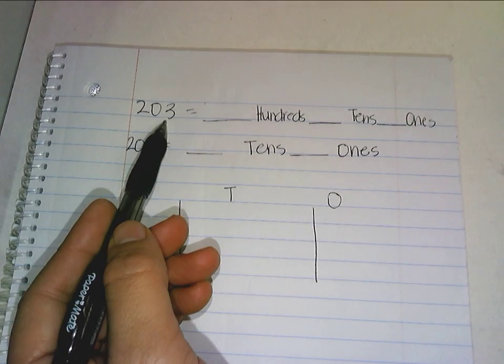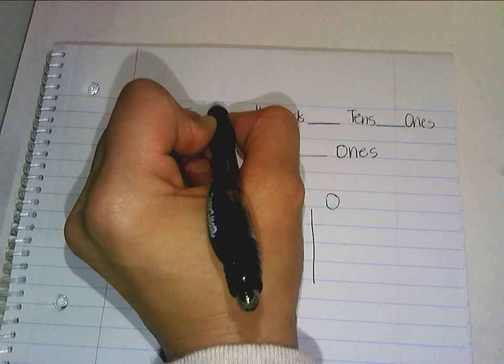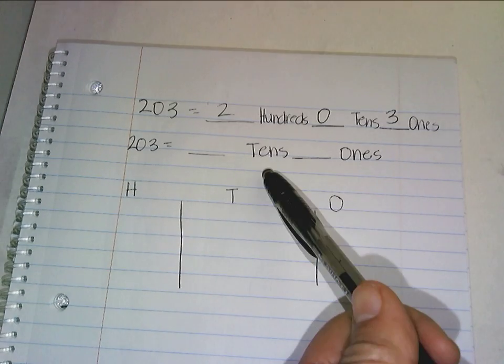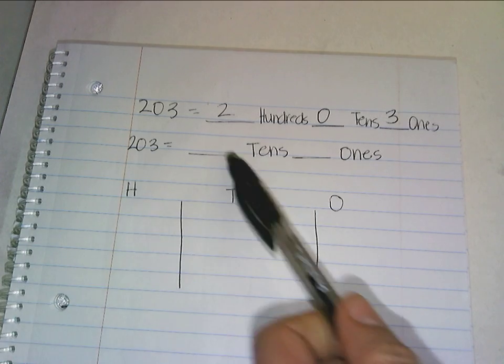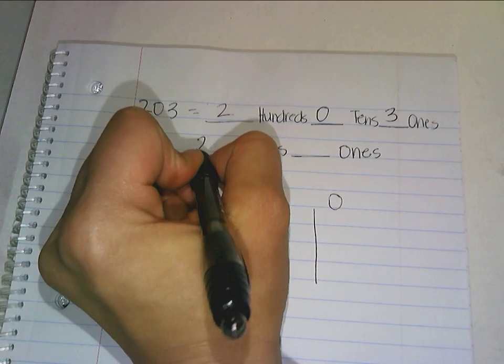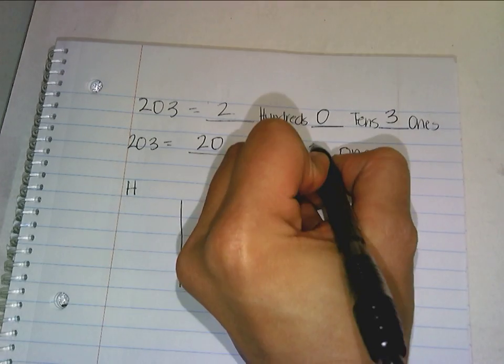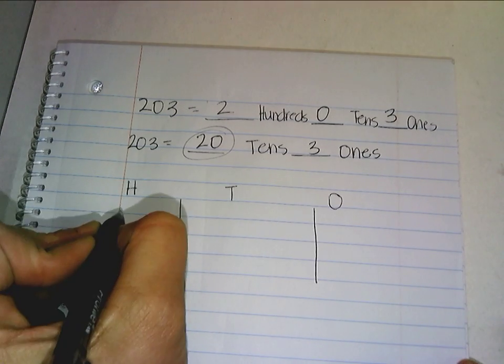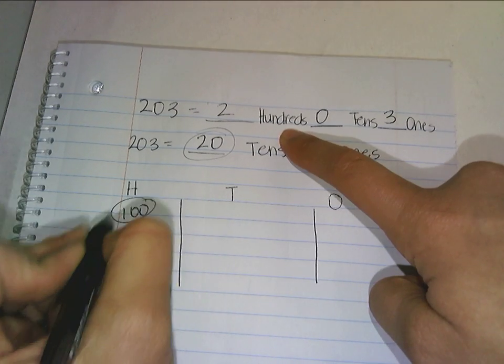So here I need to use my unit form. So I have 2 hundreds, 0 tens, 3 ones. Now I need to get rid of those hundreds. I'm going to break it apart and I'm going to make 20 tens and 3 ones. Let me show you how I got those 20 tens. Same thing. Let's start back up here.